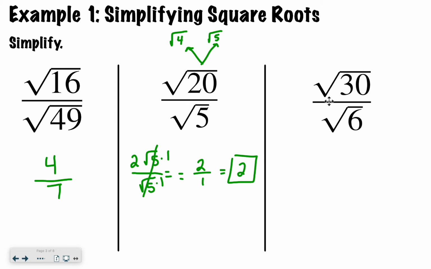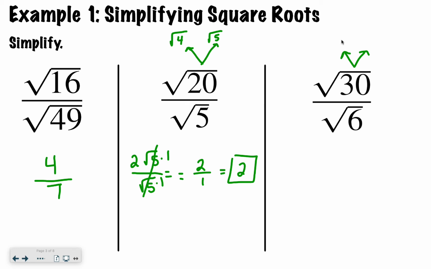So if I look at this, I have the square root of 30 on top and the square root of 6 on bottom. So again, I want to think, okay, what's the biggest perfect square that multiplies into 30? So does 25 multiply into 30? No. 16? No. 9? No. 4? No. So none of my perfect squares multiply into 30, which means that's as simplified as it can be.